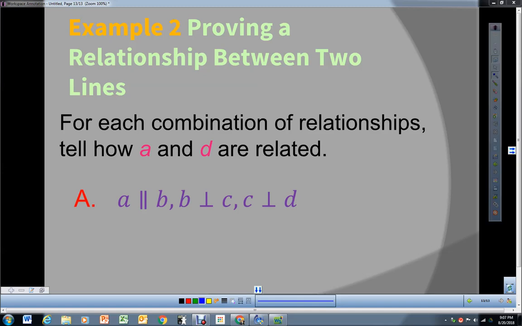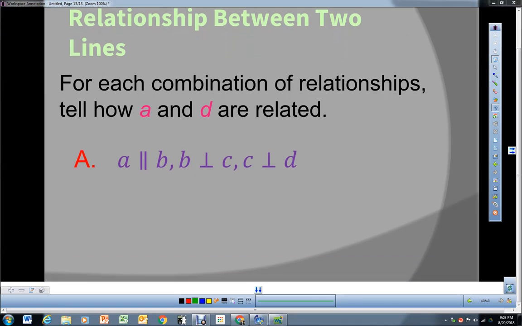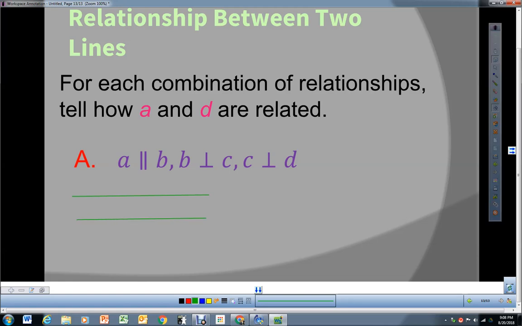So the best way to do this is to draw our picture. So let's take each situation and draw them individually. The first one is that A is parallel to B. It doesn't really matter how you start your line, but I'm going to start with two lines that are parallel. This one I'm going to name A, this one I'll name B. A is parallel to line B.